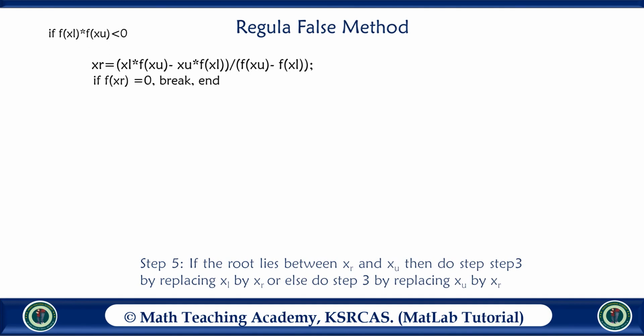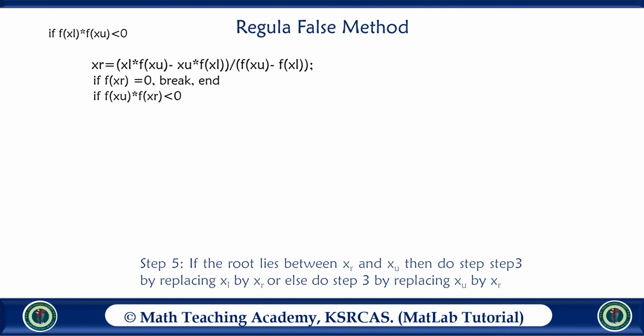Now what you have to do is check whether the root lies between XOR and XU. If the root lies between XOR and XU, then do step 3 by replacing XL by XOR, or else do step 3 by replacing XU by XOR.